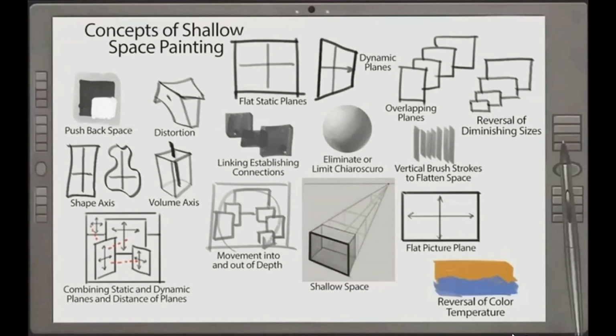So therefore, there's still going to be some form, but you're going to establish planes that are parallel to the picture plane. So if you're going to be working in this kind of style, then you need to learn about all of these various concepts that are part of that kind of more shallow, flat-like space painting. And these are concepts that Cezanne used in his paintings.